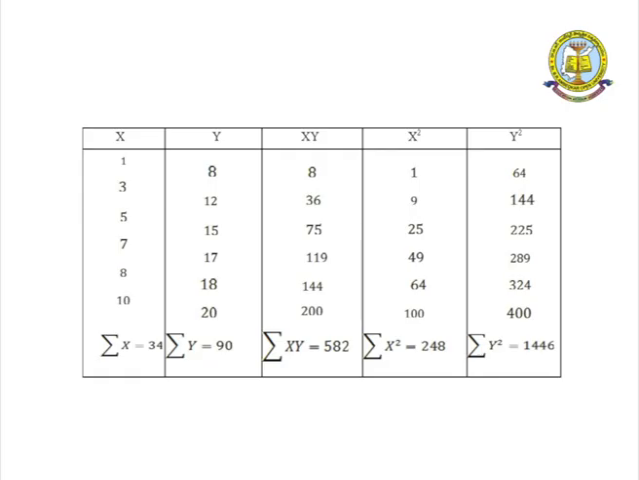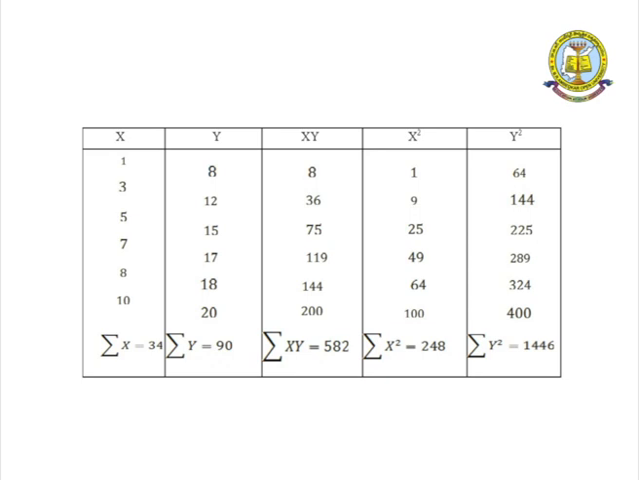Now, I can multiply these two variables, x into y: 1 into 8, 8; 3 into 12, 36; 5 into 15, 75; 7 into 17, 119; 8 into 18, 144; 10 into 20, 200. Then I get the xy values. If I add all these values, I get the total of the product of the x and y values, that is summation xy equal to 582.